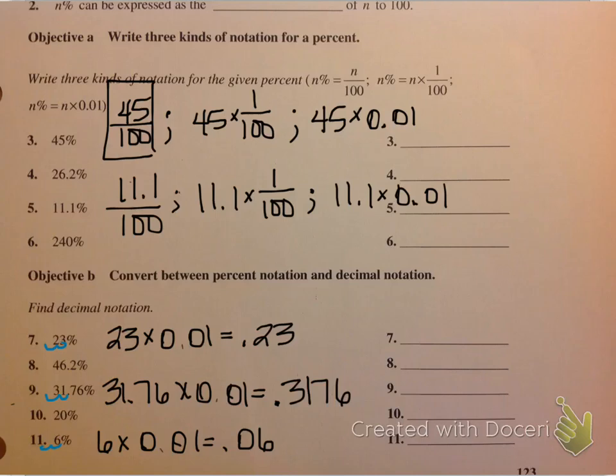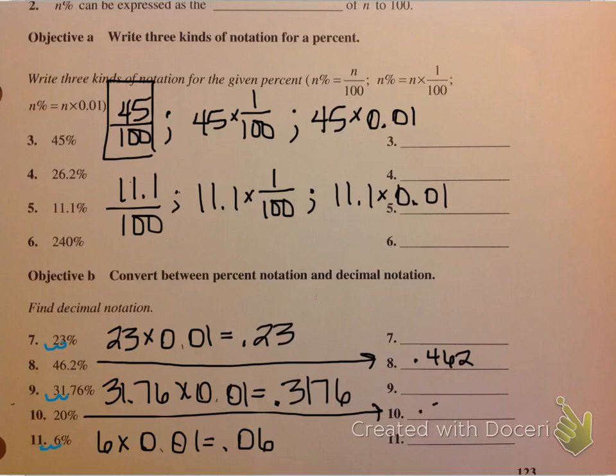Like now I see 46.2. Well, with 46.2, I don't have to write a multiplication problem. I just have to move my decimal point 2 places to the left, which is going to give me 0.462. And what about 20%? Well, if you move your decimal point 2 places, you get 0.20. So converting from a percent to a decimal is as simple as moving your decimal point 2 places.